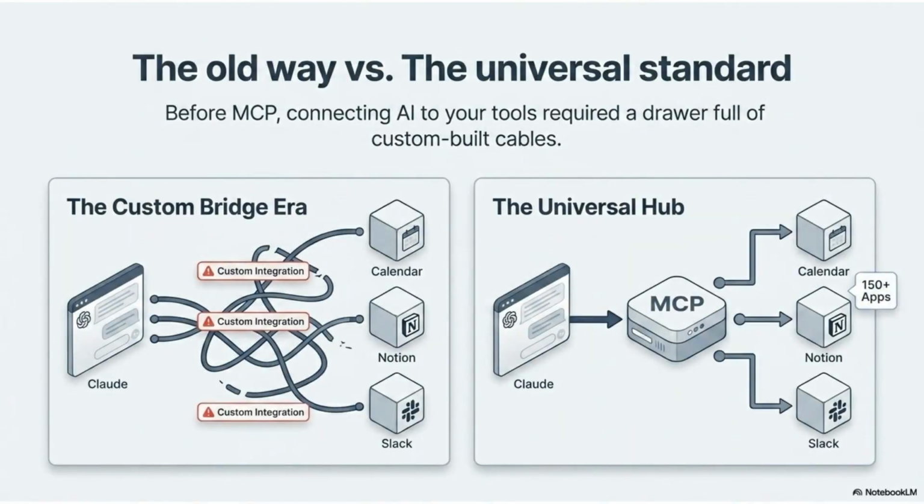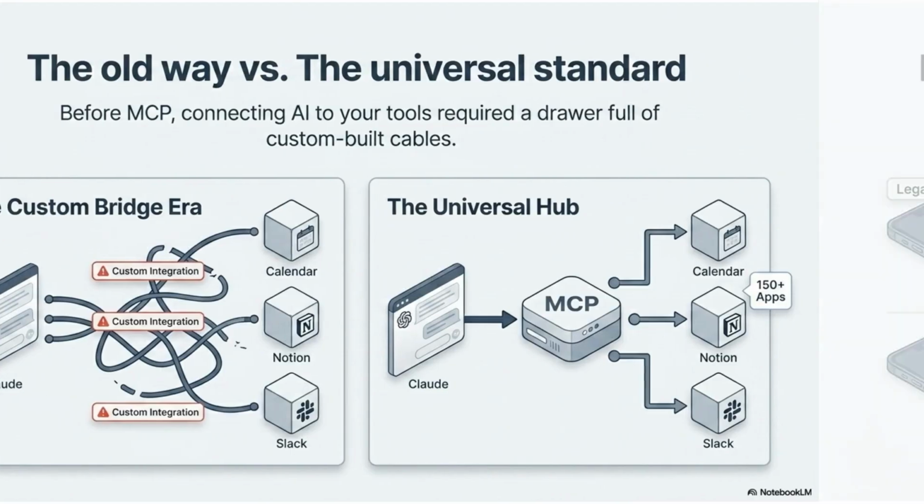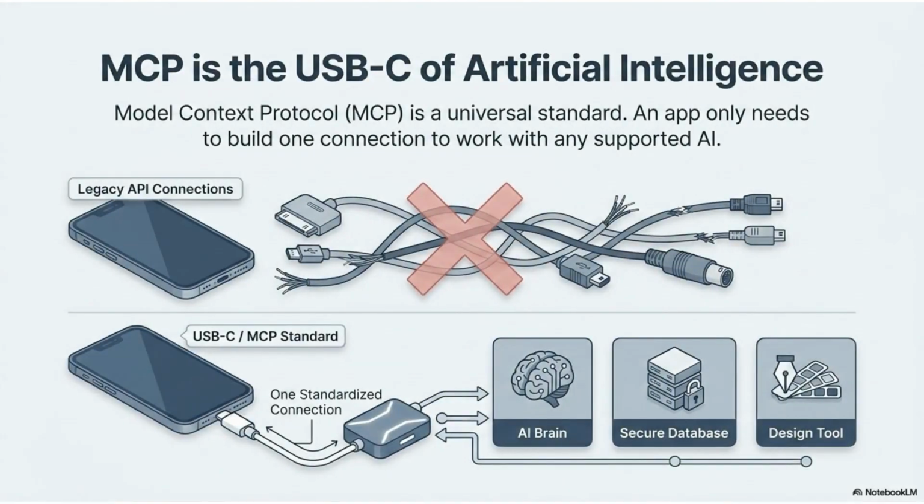In the past, connecting an AI to your tools was like having a drawer full of messy, custom-built cables that never quite fit. But MCP changes everything. It acts as a universal hub, letting one AI brain connect to over 150 different apps instantly. Really, MCP is the USB-C of artificial intelligence.